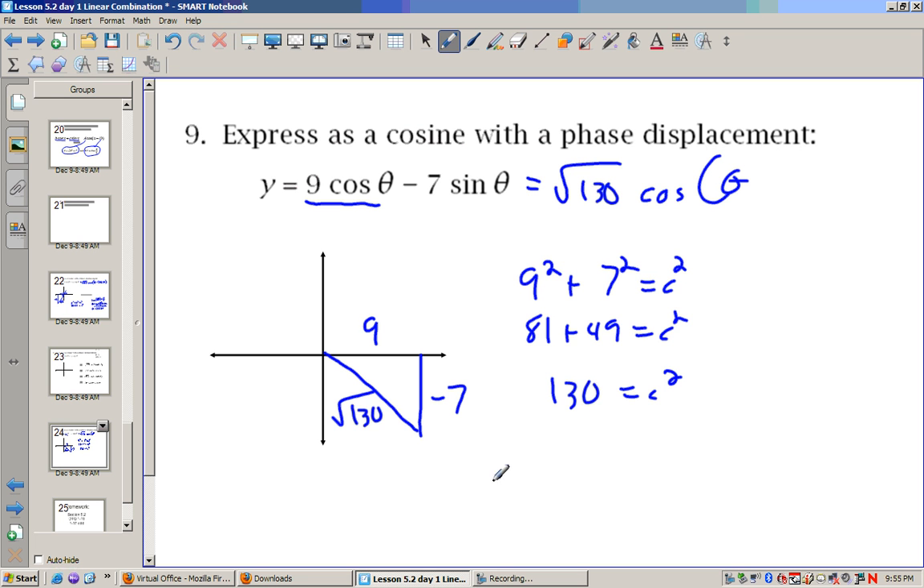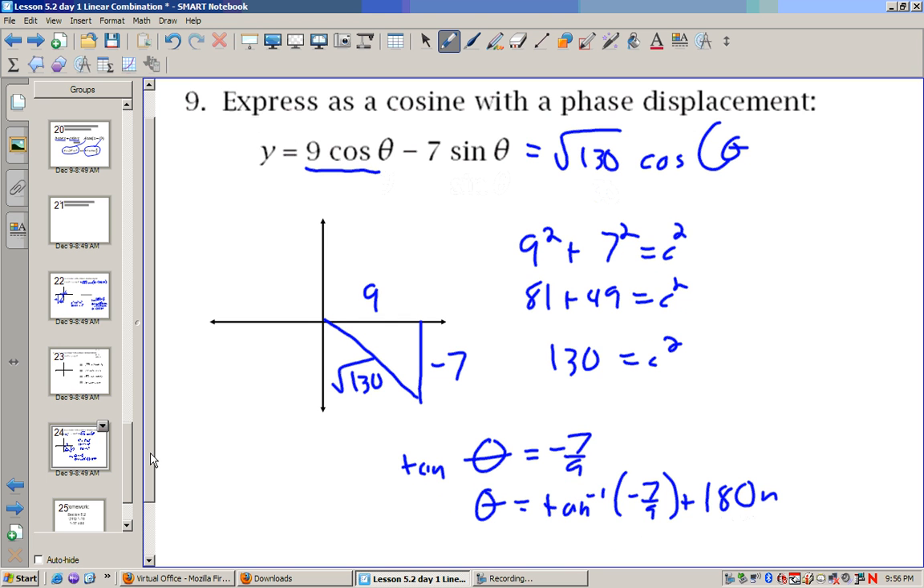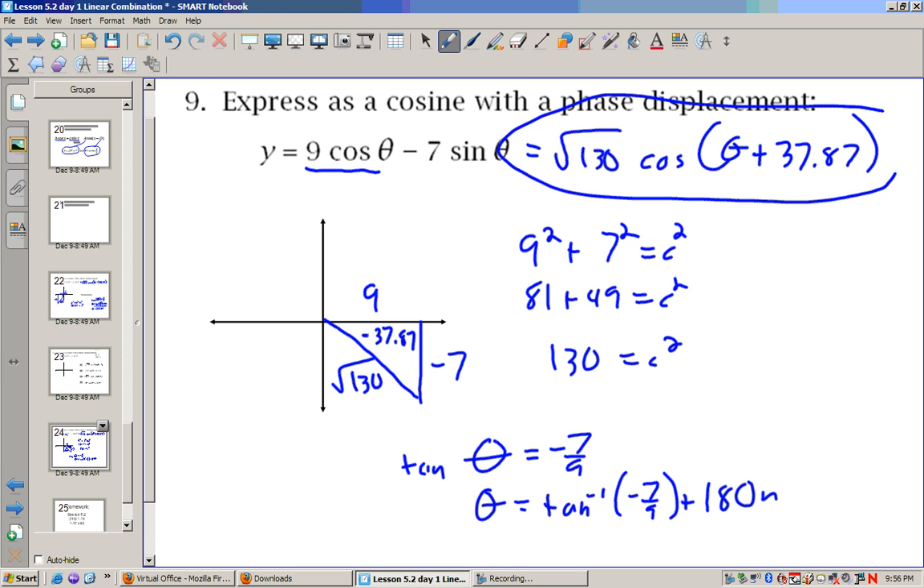Theta. Now, tangent of theta equals negative 7/9. So theta is going to be the inverse tangent. I probably should have said the arctangent, but we can just write it out. Inverse tangent of negative 7/9 plus 180n. If I take the inverse tangent of negative 7/9, I get negative 37.87. Now, is this negative 37.87? Hopefully you're shouting, yes, it is. So I can use that angle here. Now, we usually say minus, but minus a negative will be a plus 37.87. And so here's my answer.